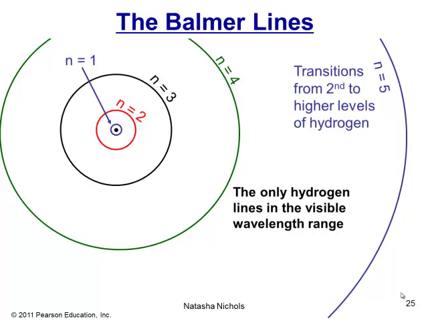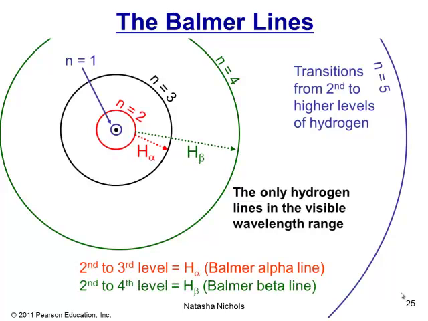And the Balmer lines are important because they're the only hydrogen lines in the visible wavelength range. That means we can see them when we look at them. So if an electron is transitioning from n equals 2 to n equals 3, or the other way around, from n equals 3 to n equals 2, it produces the Balmer alpha line, and that corresponds to hydrogen alpha, which we can see.